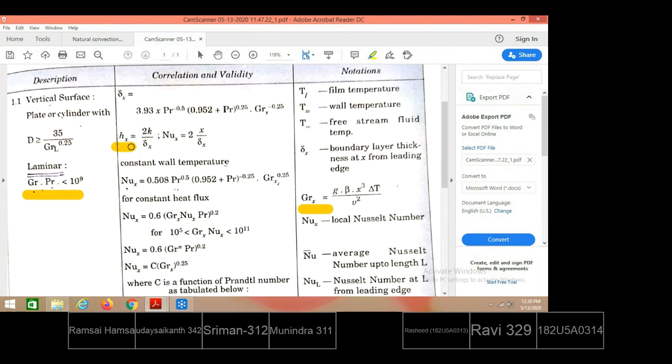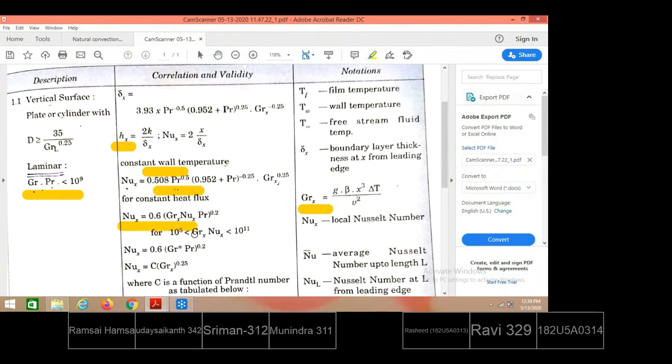After that, the local heat transfer coefficient is obtained as 2k by delta, and from there the local Nusselt number is obtained as 2x by delta x. This is valid for constant wall temperature. As long as convection takes place, the wall temperature should remain constant. If constant heat flux is maintained, for example if the wall is exposed to sun radiation continuously, it comes under the constant heat flux case. For that case, this is the relation to be taken.